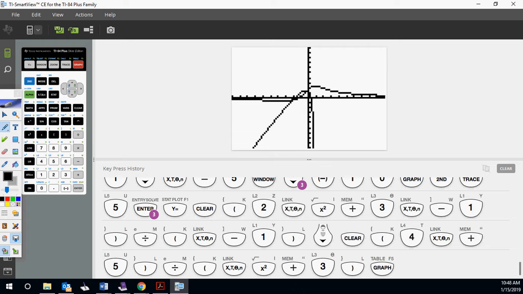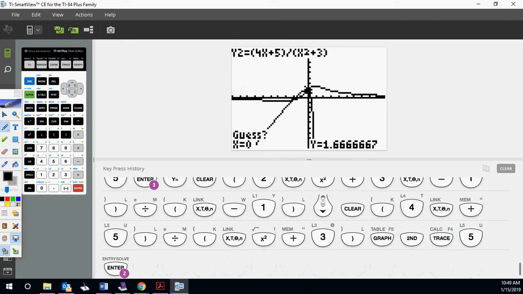But there's 2, and using intersect, you do need to get close to it so it goes to the correct one. So if I do second trace intersect, and I just hit enter 3 times, it's giving me that second one actually. It's over here. So first answer, -0.252. Nearest tenth, so -0.3.